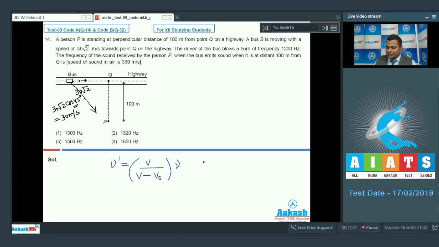Now putting in the values, the speed of sound in air is given as 330 meters per second, divided by 330 minus 30, multiplied by the actual frequency, that is 1200 Hz. When you solve, you will get the answer, that is 1320 Hz. It means option number 2 is correct. We have to go with option number 2. Now let us proceed to the next question, question number 15.